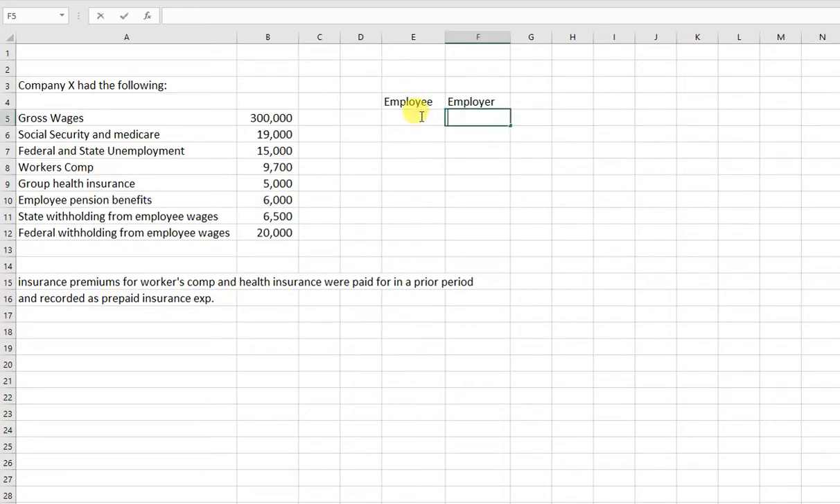So our gross wages is what the employee earned. So I have $300,000 is going to go to the employee. If you've ever earned someplace, you'll know that they take out what's called FICA. FICA is made up of Social Security and Medicare.